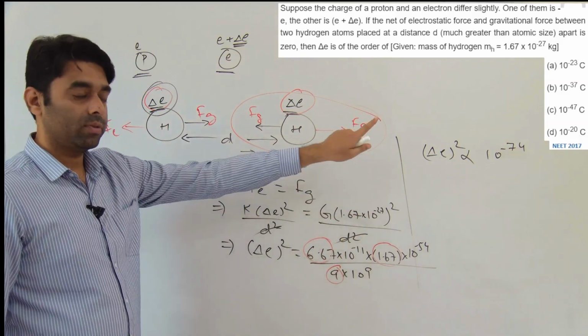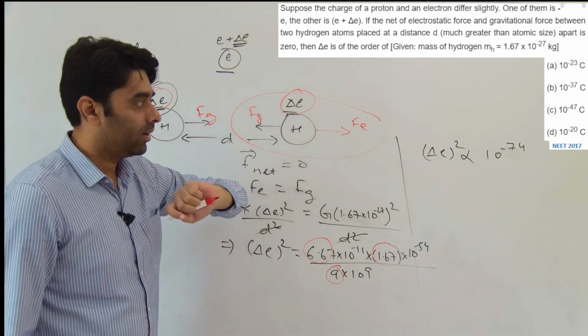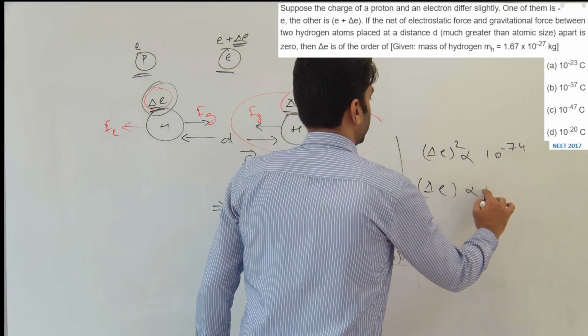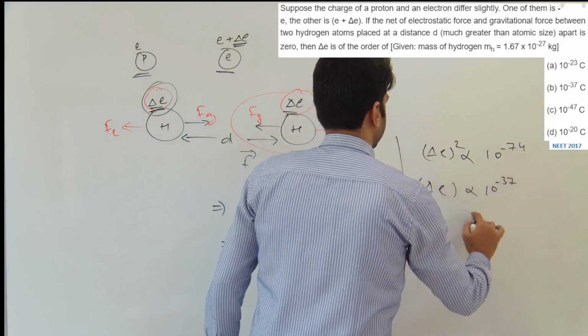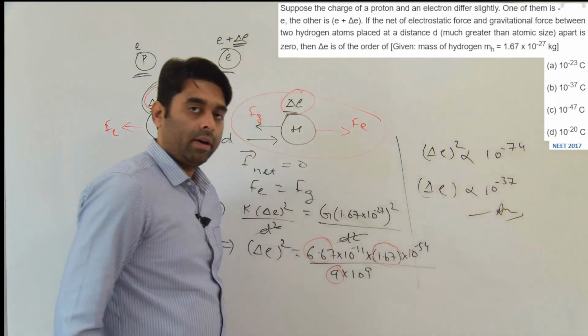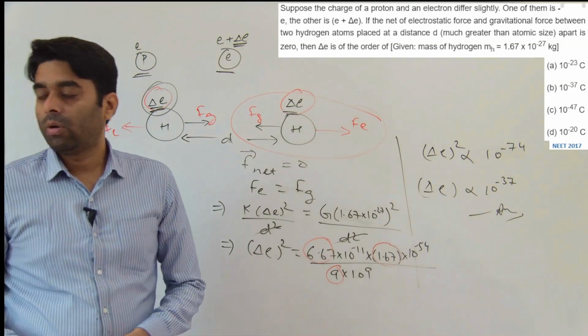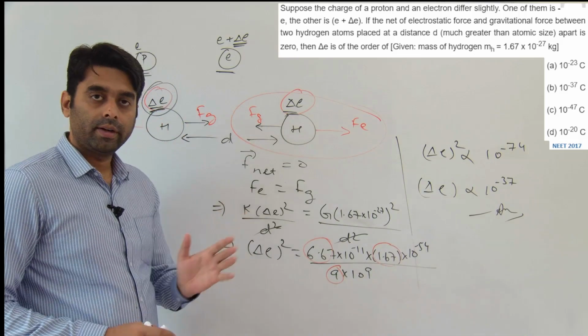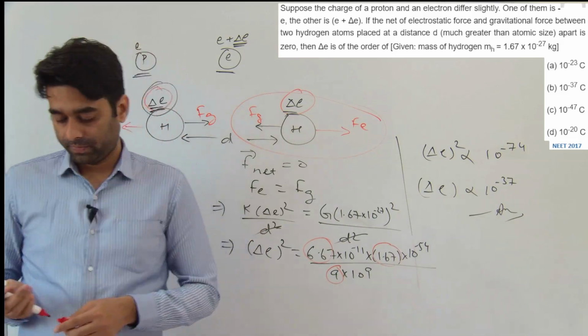Delta E square is proportional to 10 power minus 74. That means delta E will be proportional to what? 10 power minus 37. Right? Which option do we have? Option number B. Option number B is our correct answer. I hope you got it. Right? Let's look at our next question.